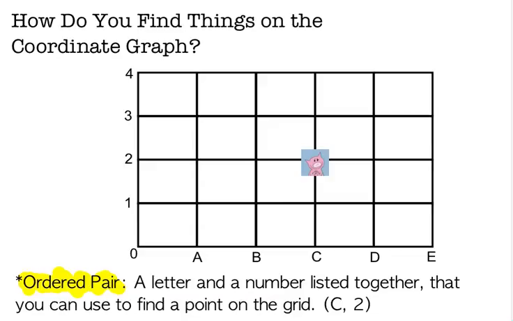When we look at this grid, Piggy is on the intersection of the letter C and the number 2. If you place one pointer finger on the C and one pointer finger on the 2, and you drive them together until you get to the intersection of those two lines, that's where Piggy is. So the ordered pair that Piggy is on is C and 2, C2.